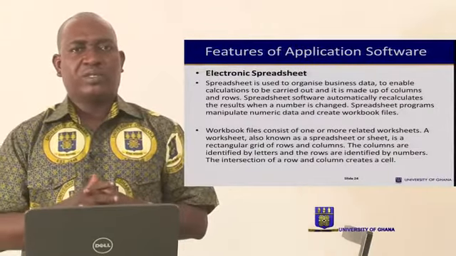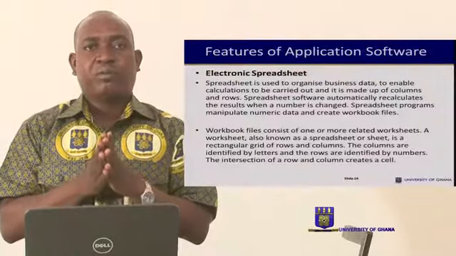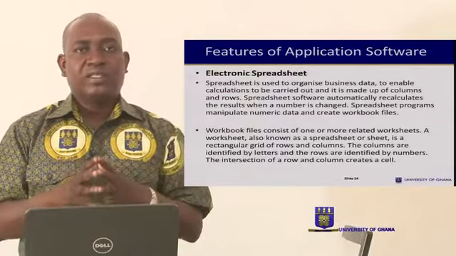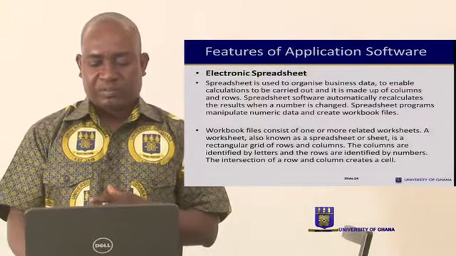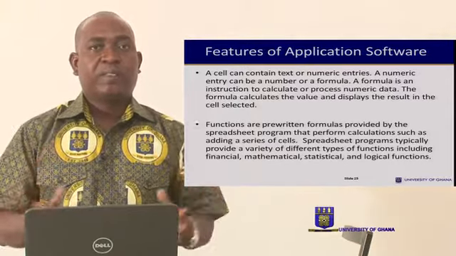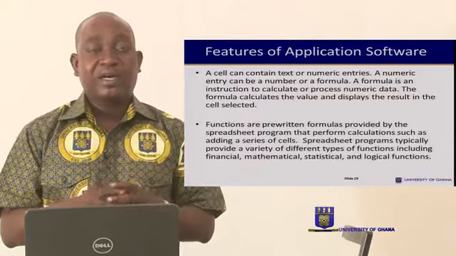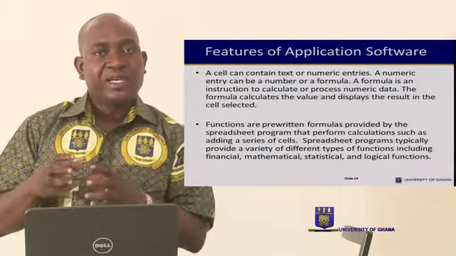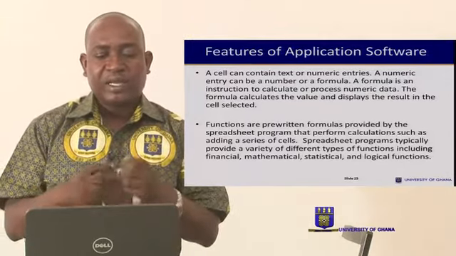Closely related to the word processor is the electronic spreadsheet. It is used to handle numeric data. When you have data in numeric form, the best application to use is the electronic spreadsheet. We have different types. We can look at Microsoft Excel as one of the electronic spreadsheets, and it's used to handle mathematical and also function-related issues.